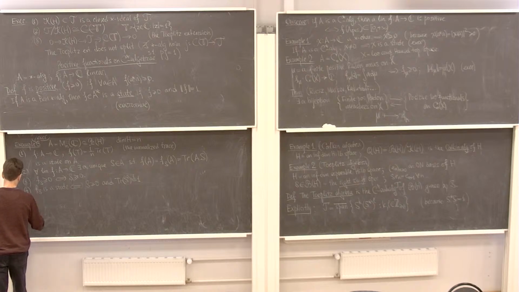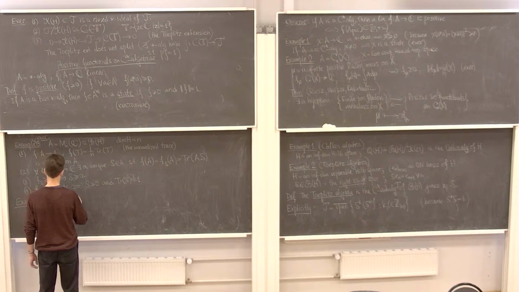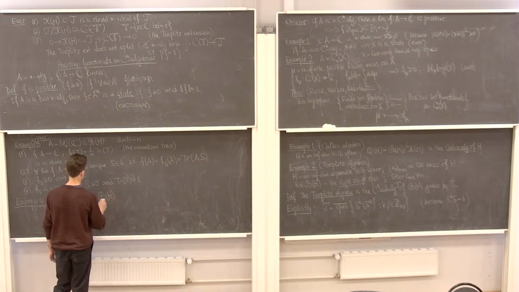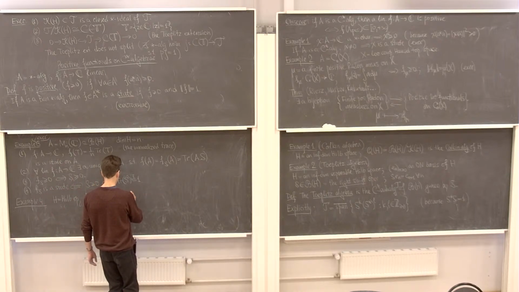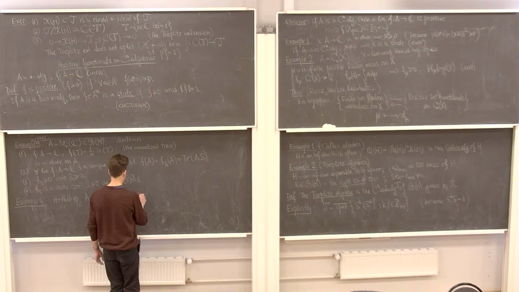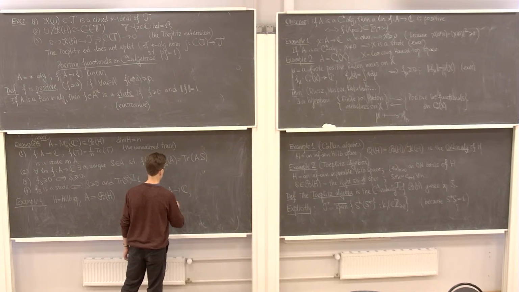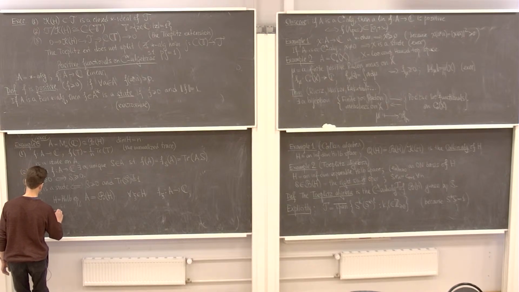Okay, let's now look at something infinite dimensional. Example 4. We take a Hilbert space H, and let A be the algebra of all bounded operators on H. Then for every vector xi in H, we can consider the following functional f xi on A, given by the following formula. f xi of T is the inner product of T xi and xi.